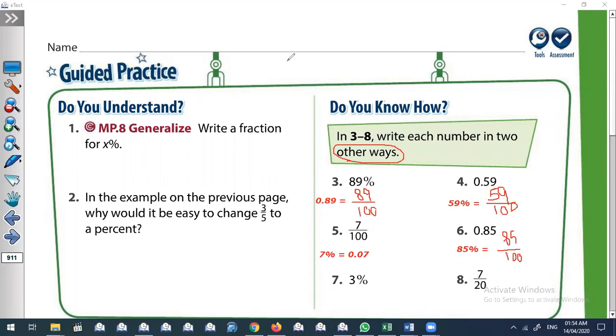Here, 3%. For 3%, I need to change it into a decimal and a fraction. How can we convert percent into a decimal? It will be like that. We have only one digit, so it will be 0.0, because we need two digits in the decimal. So 0.03, right? What about the fraction of it? The fraction of it will be like that.